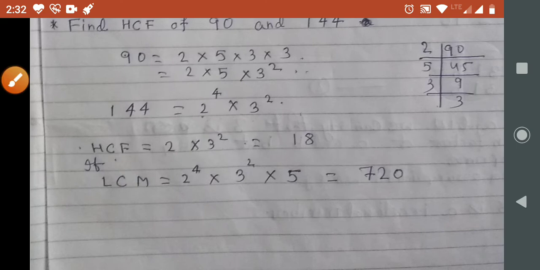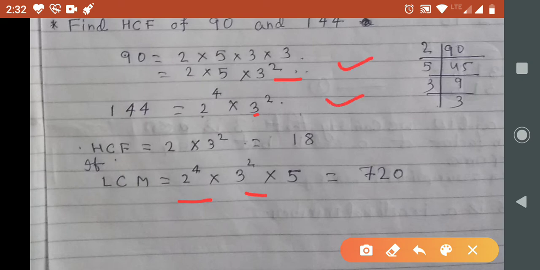Similarly, for the LCM, what is the maximum number of repetitions between 144 and 90? 2 to the power 4, so we will write 2 to the power 4. 3 square is common in both, so 3 square. Now 5 is in 90 but not in 144, so the maximum repetition of 5 is 1 time, so we will write 5 also. Multiplying this, you will get your LCM, that is 720.